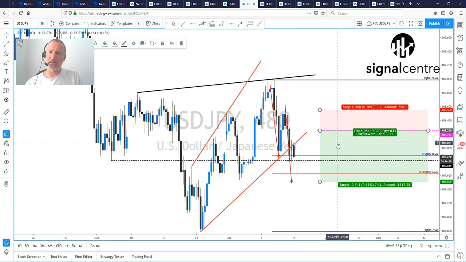108.25 is our resistance level. So again, pretty poor to sell the dollar at current levels. So we're looking at selling into rallies, targets here, and the stop loss is there.